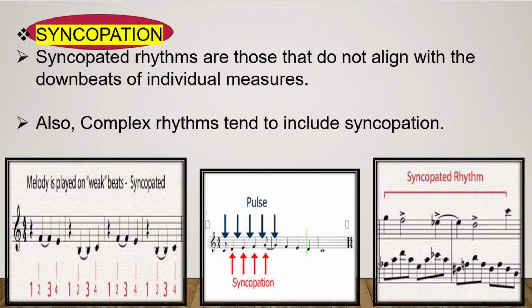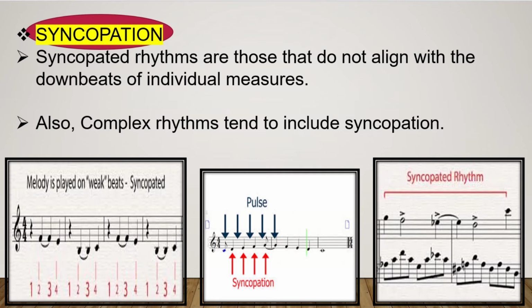Syncopated rhythms are those that do not align with the downbeats of individual measures. A syncopated beat will put its emphasis on traditional weak beats, such as the second eighth note in a measure of 4/4. Complex rhythms tend to include syncopation. While these rhythms may be more difficult for a beginning musician to pick up, they tend to sound more striking than non-syncopated rhythmic patterns.